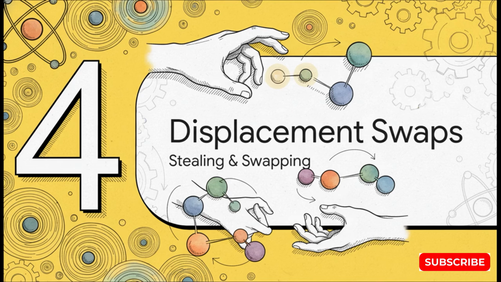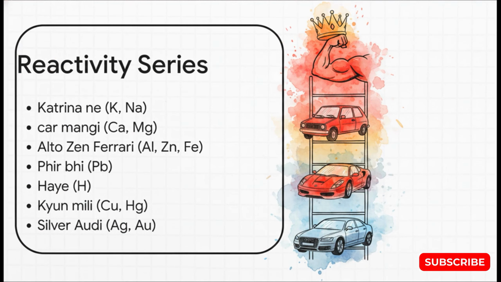All right, part 4, displacement and double displacement. We've seen them come together, we've seen them break apart. Now let's move to the most dramatic reactions of the whole show, the steals and the mutual swaps. To figure out who steals from whom, we have to look at the hierarchy of power, known as the reactivity series. Elements higher up on this list are stronger, they're more reactive, which means they literally have the power to kick out lower elements and steal their partners.